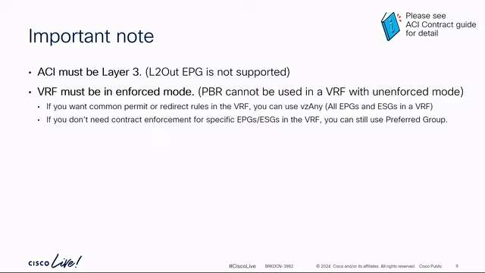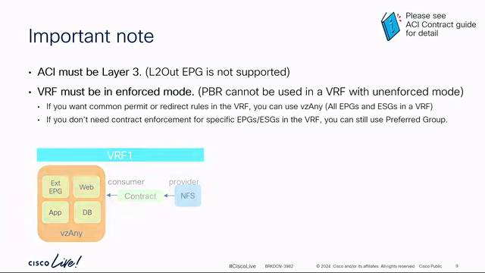Then you might be wondering, what if I want to permit everything? Then you have two options. First option is vzAny. The second option is preferred group. I personally recommend vzAny, so let me double click on what vzAny is. vzAny is a logical object representing all of the EPGs, ESGs in the VRF. So basically everyone in the VRF.